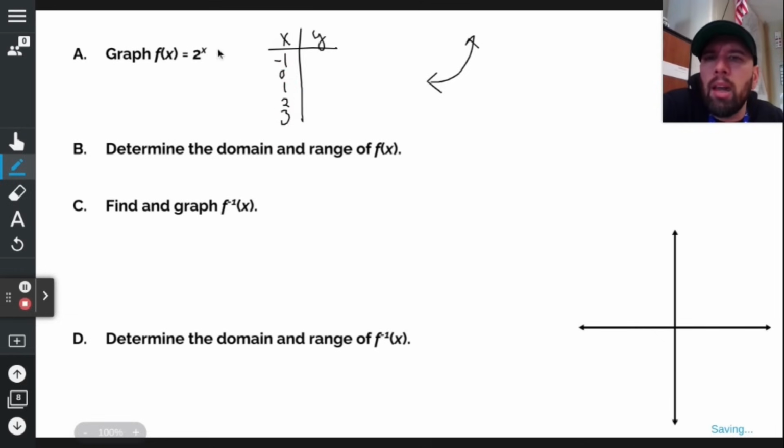If I plug in negative 1, that's 2 to the negative 1, which is a half. If I were to plug in 0, I get 1. If I were to plug in 1, I get 2. If I were to plug in 2, I get 2 squared, which is 4. And if I were to plug in 3, I get 2 to the third, which is 8.